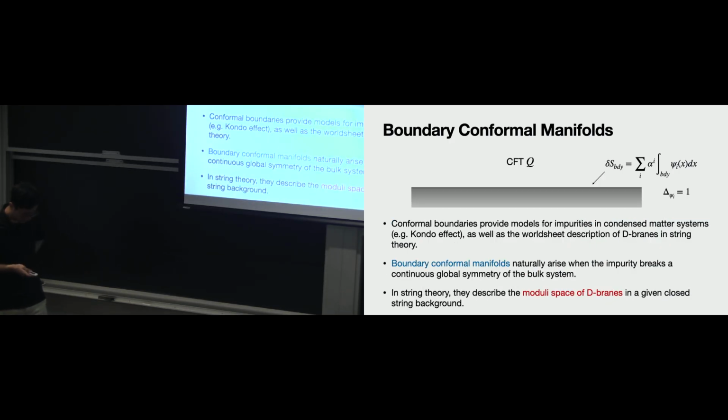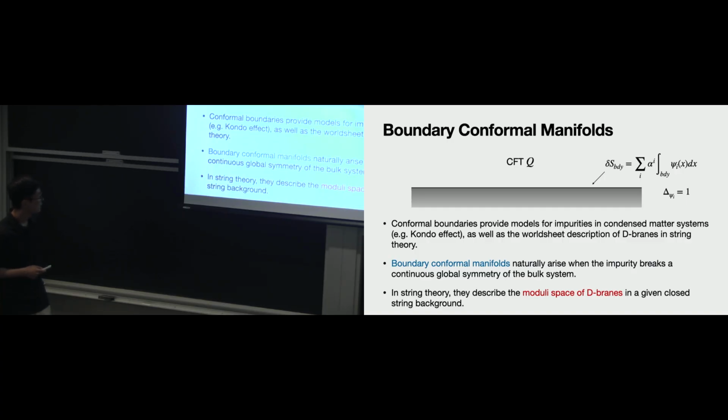Now, conformal boundaries appear in various different contexts. For instance, in condensed matter physics, they provide good models for impurities, famously such as in the Kondo effect. And in string theory, they provide the worldsheet description of D-branes, which is very important.